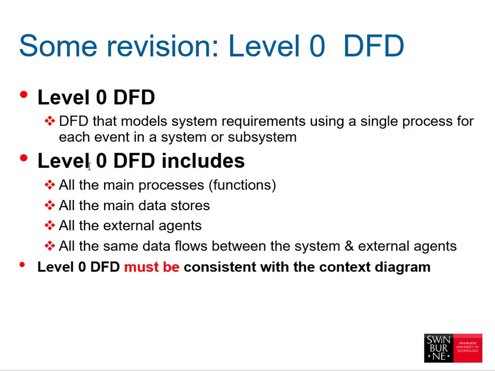So in this slide, I have explained a little bit more detail about the level 0 diagram. As I said earlier, it covers all the main processes or functions. It has all the main entities. It has all the external agents. So all the data flows between the system and external agents are shown in that diagram. Remember that the level 0 diagram must be consistent with the context diagram. It has to match the context diagram.